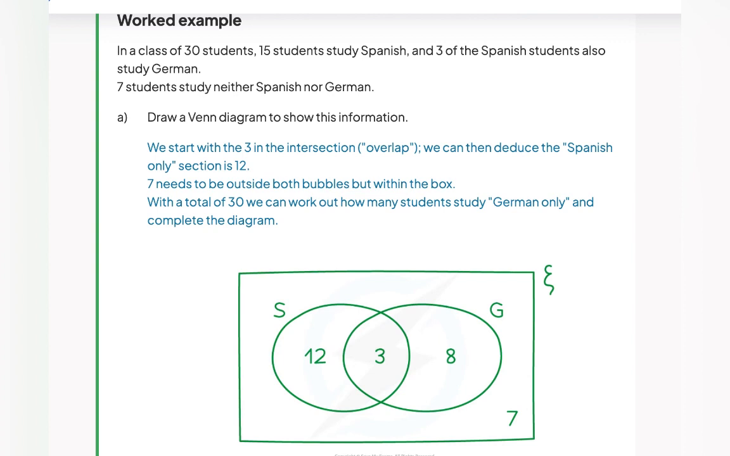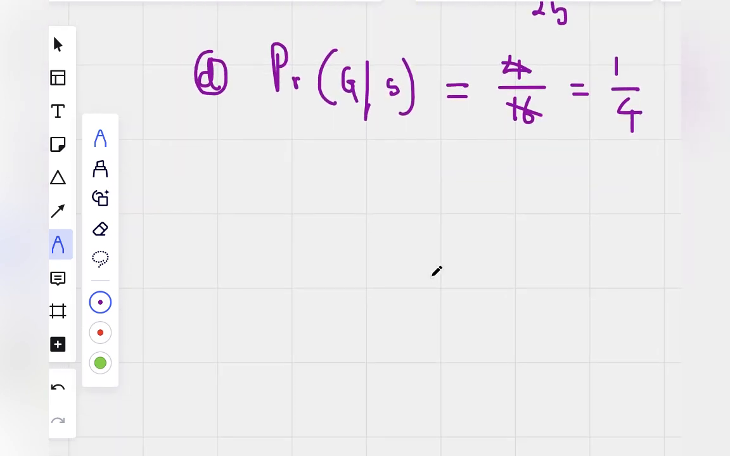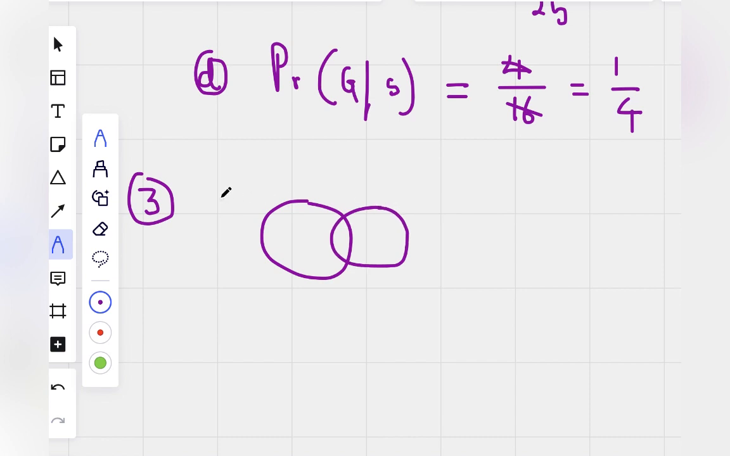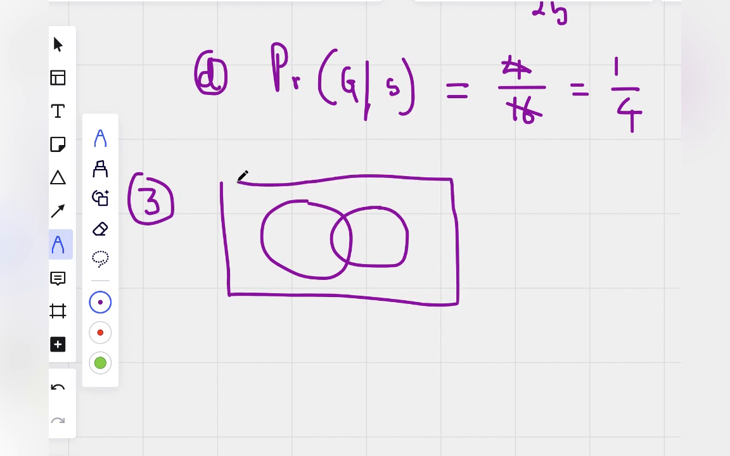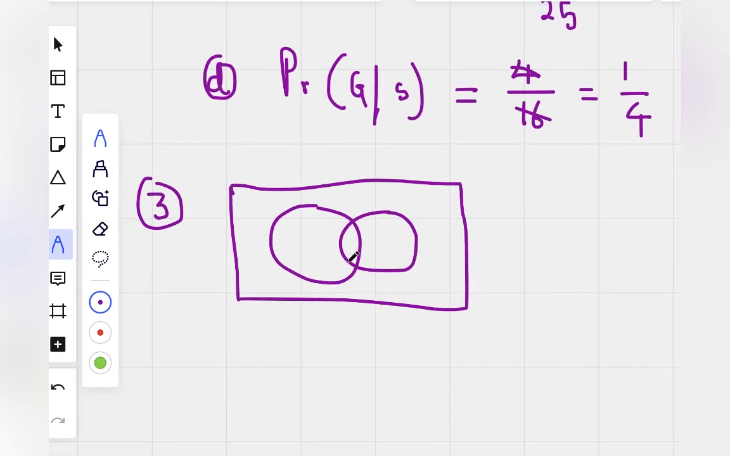First and foremost, 30 students are in the class. Question number 3. We have students who study Spanish and German. A lot of students study this language because of migration purposes. So I know you'll be wondering, oh, people study the German language. You're very familiar with English and French and Arabic, but people also study these other languages.